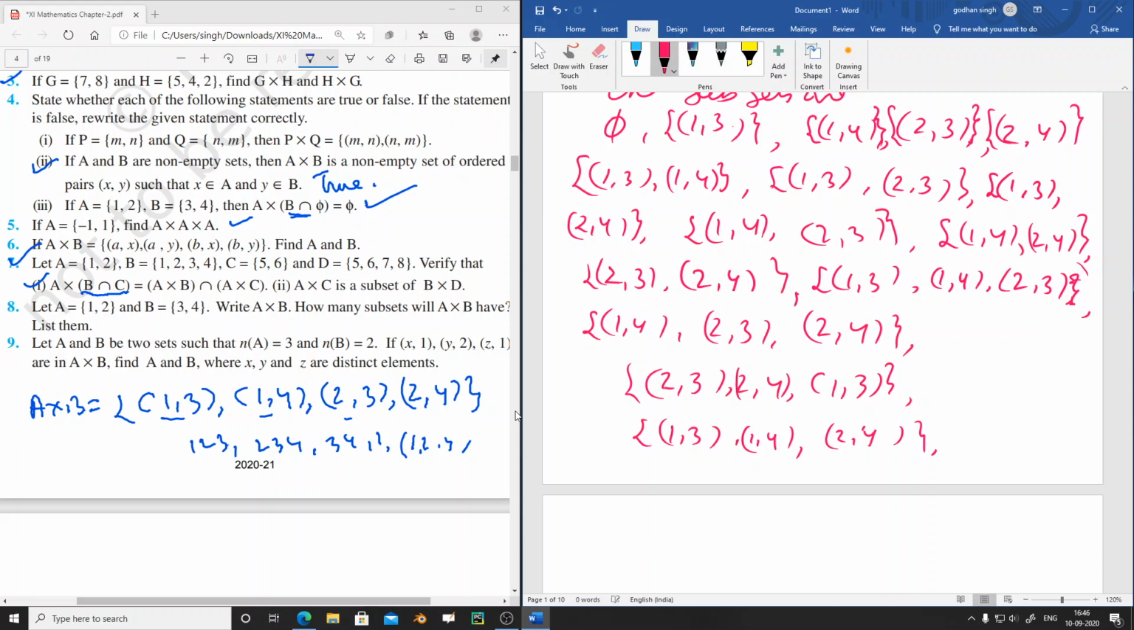Now let us write down the subset having 4 elements. There will be only one subset, A cross B itself, because we know that every set is a subset of itself. So the last subset having 4 elements will be the set A cross B itself. That is what we write here: (1,3), (1,4), (2,3), (2,4). So this is complete, having 4 elements.